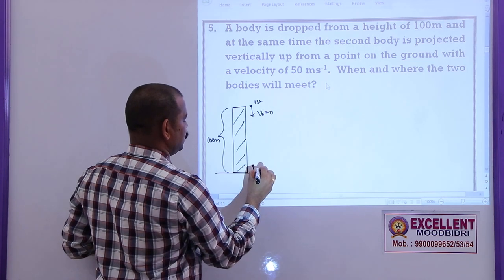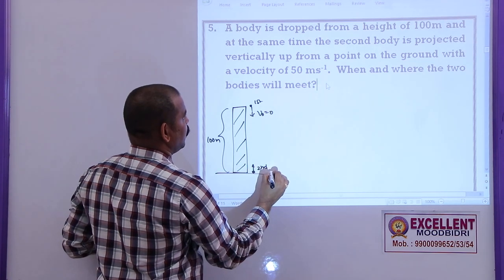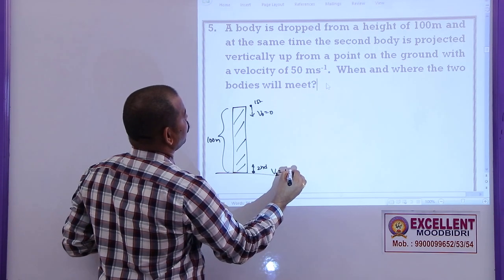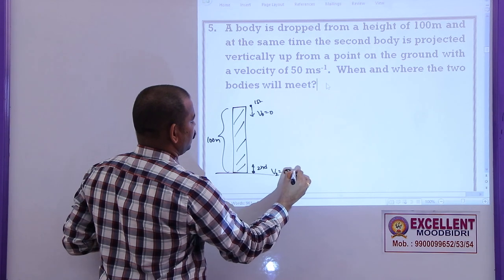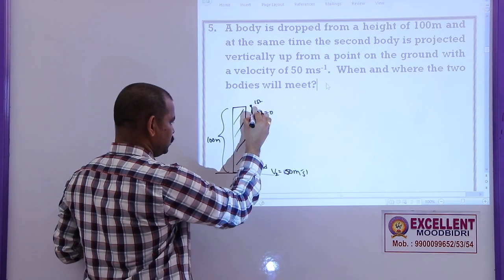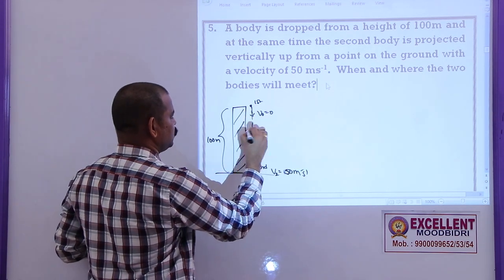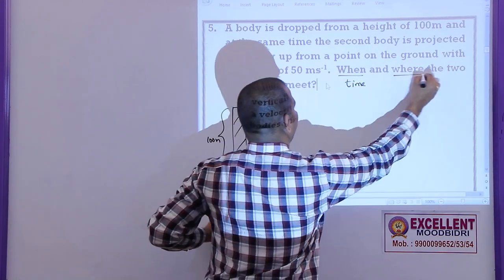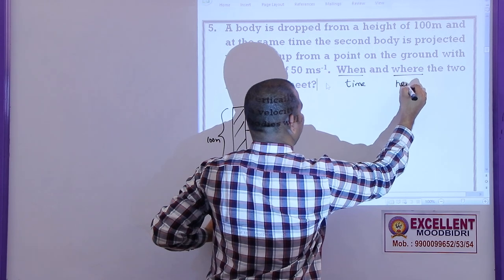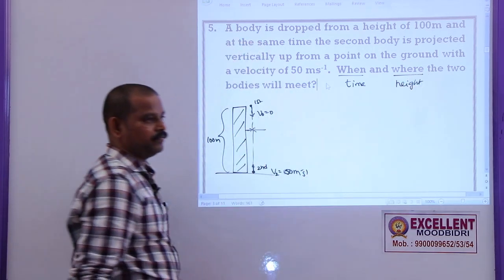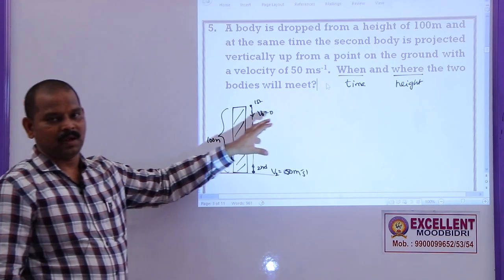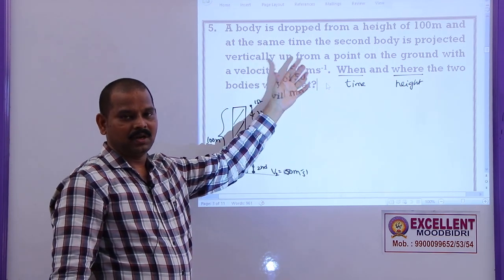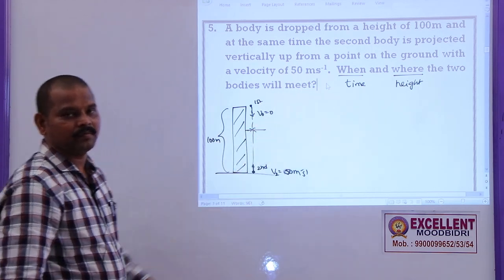At the same time, the second body is thrown vertically upwards with a velocity of 50 meters per second. So, one is coming down, the other is going up, and somewhere these two are going to meet. When means we need to find the time, where means the height of this point from the ground. You can solve this problem by using the problem that we solved in the PUC class. So, this is for your homework.